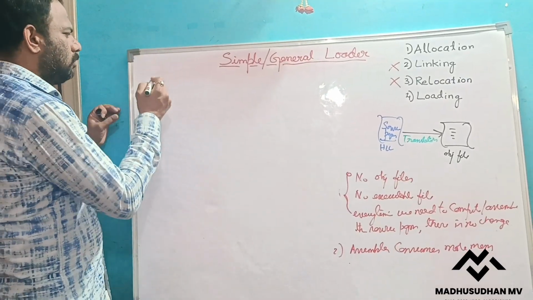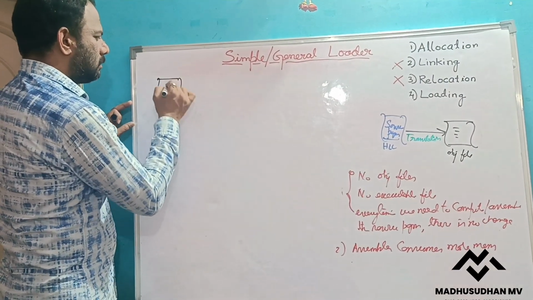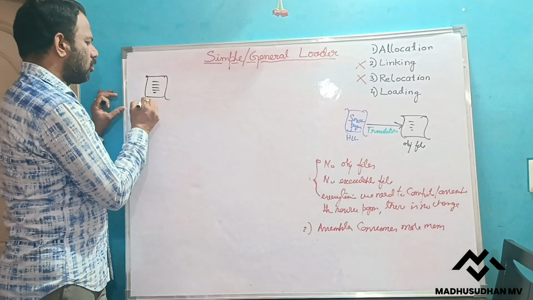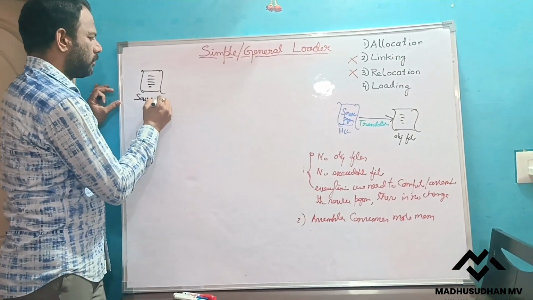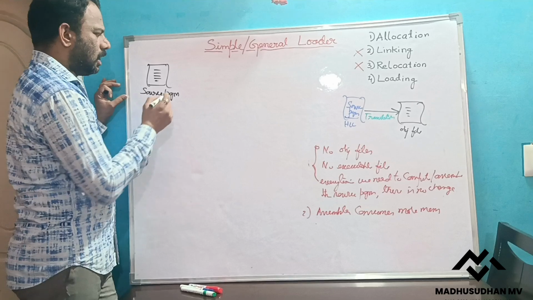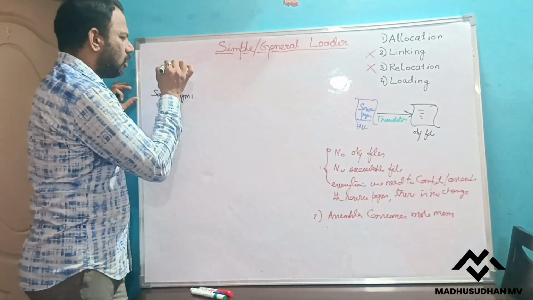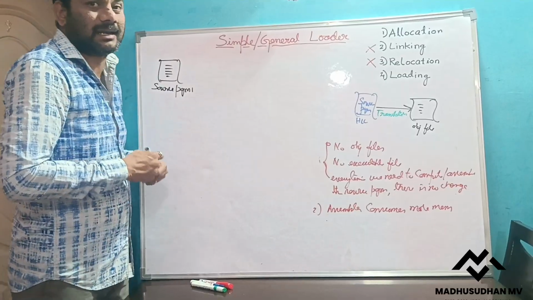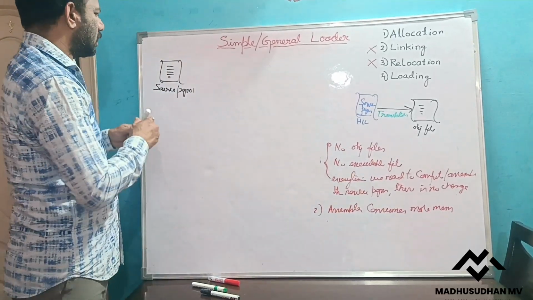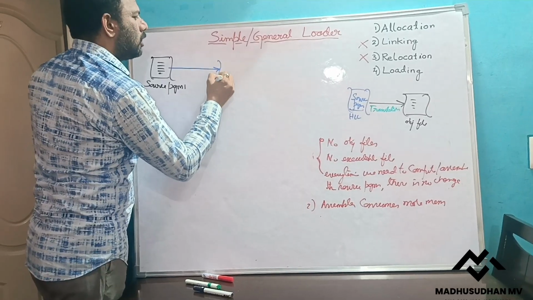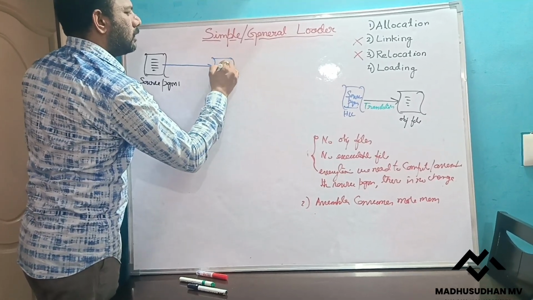Now assume the programs are written in a high level language like C or C++. I will call this my source program 1. This source program first has to get translated, correct? It should get translated into one object file.